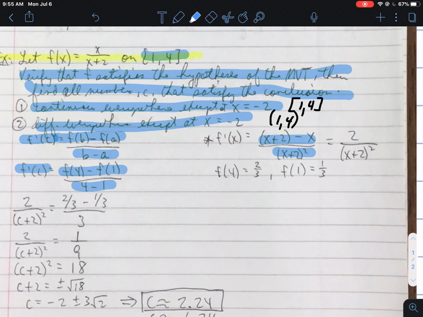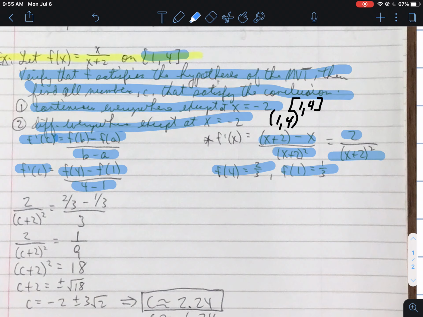And so then by simplification, we do have x minus x, so I just end up with 2 over x plus 2 squared, and that's f prime of x. Now f of 4, f of 1, right, plugging in our endpoints. So f of 4, if you plug that into our function, now again, that's going back into the function, that would be 4 over 4 plus 2, or 4 over 6, or 2/3. If you plug in 1, you've got 1 over 1 plus 2, or 1/3.